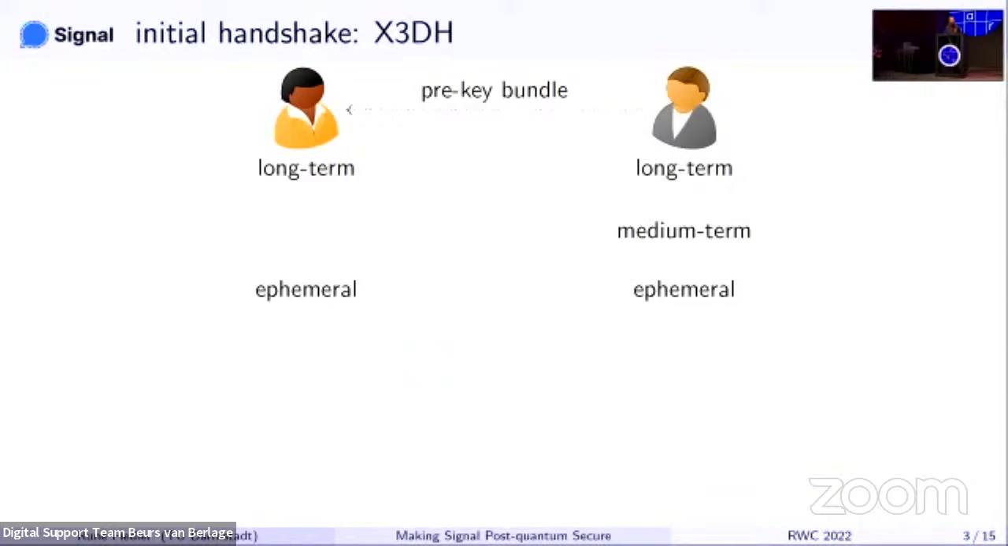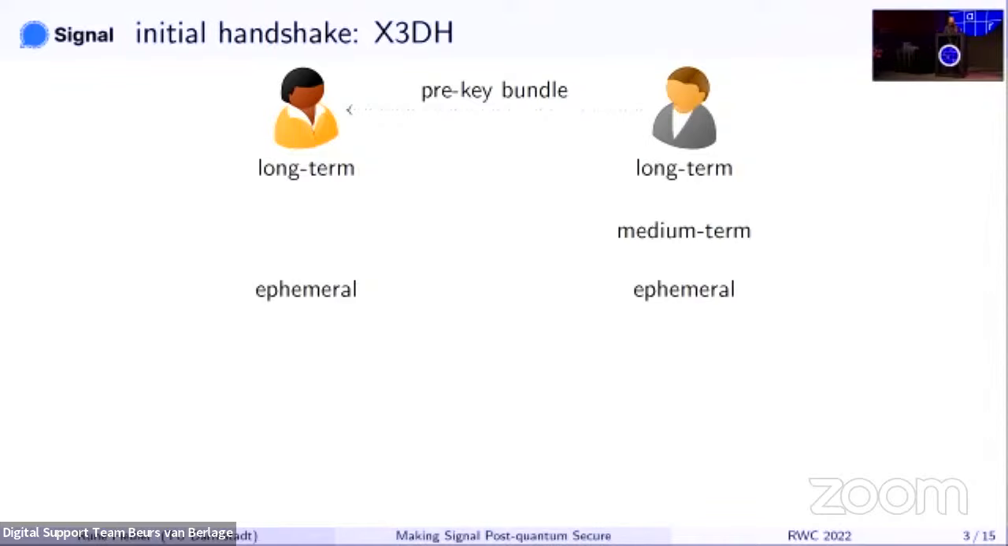So in the beginning, Bob sends over his pre-key bundle, the key material from the previous slide, to Alice. And this pre-key material consists of Bob's public keys. So Bob has three keys, a long-term key, a medium-term key, and an ephemeral key, while Alice is only using her long-term key and ephemeral key.